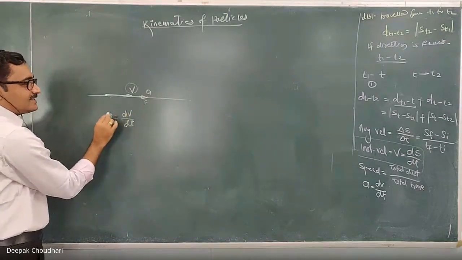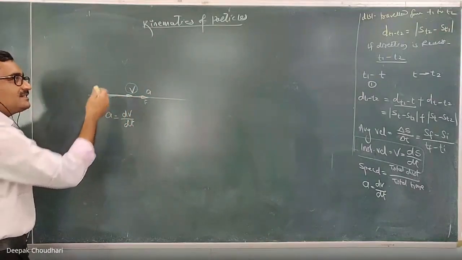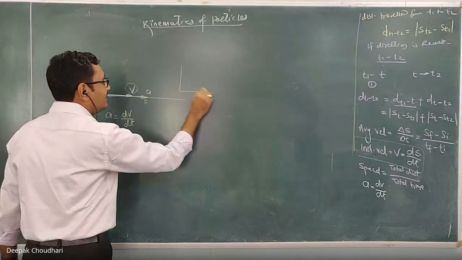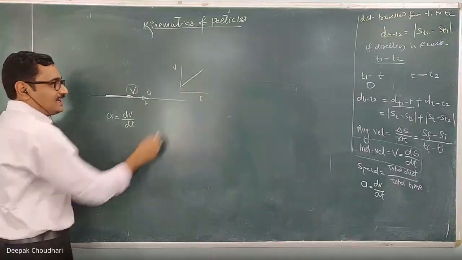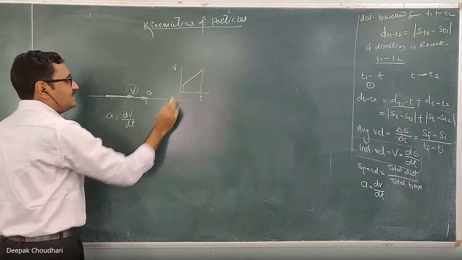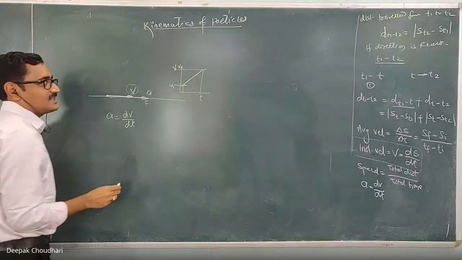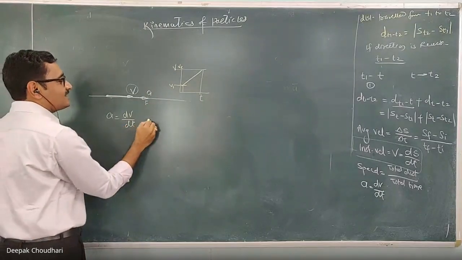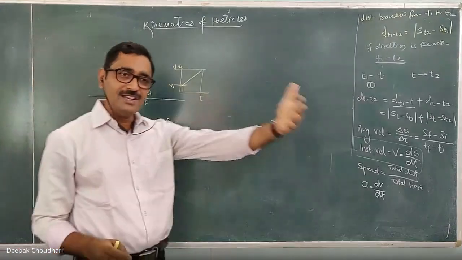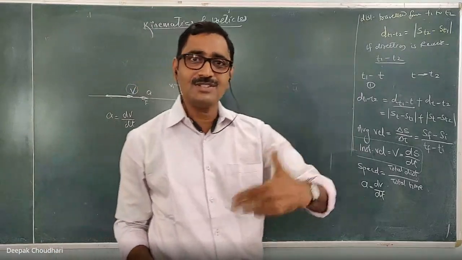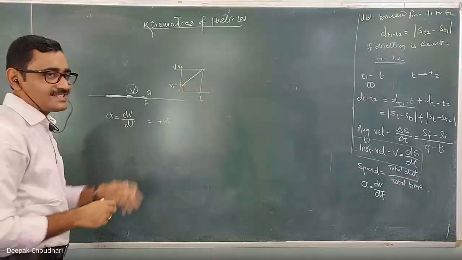In this case, if the final velocity is greater than initial velocity, it means the velocity of the particle increases with time. If the final velocity is greater than initial velocity, then in this case the acceleration will be positive. If the velocity of the particle increases with time, then that acceleration is considered as positive.